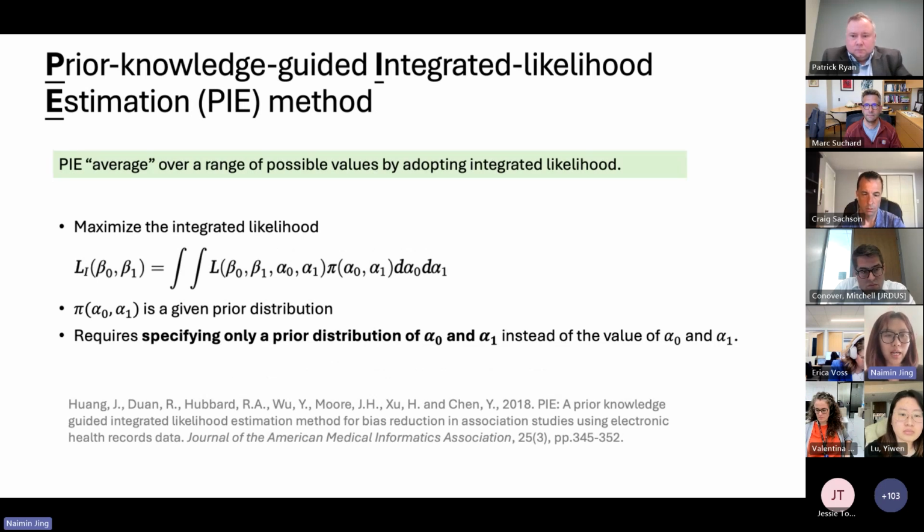To overcome this challenge, the PIE method was proposed by Huang et al. in 2018. This method only requires specifying a prior distribution of the sensitivity and specificity instead of the exact values. And then PIE averages over this possible range of values by adopting the integrated likelihood. The PIE estimator can then be achieved by maximizing this integrated likelihood.